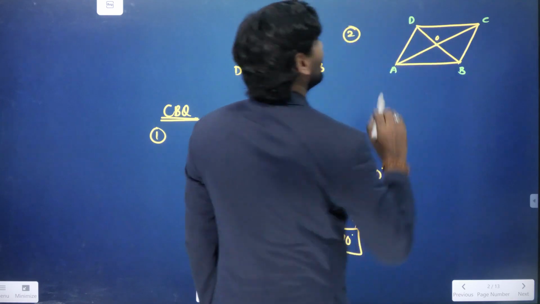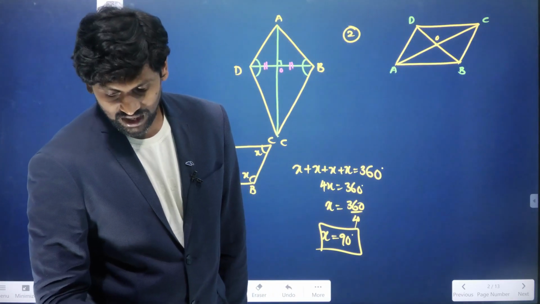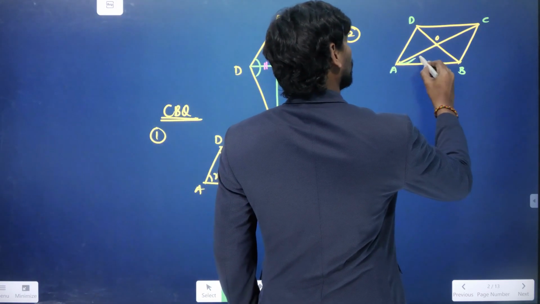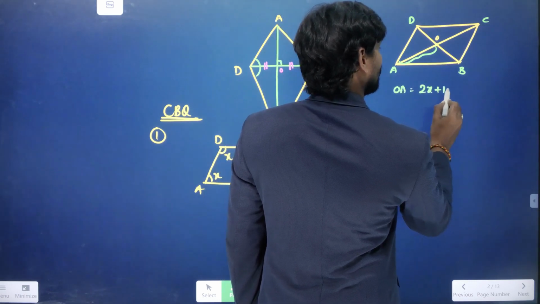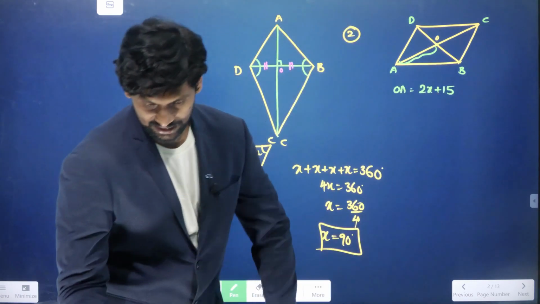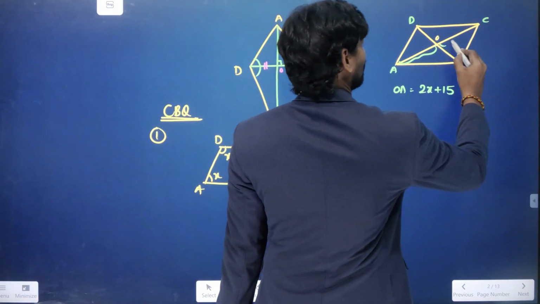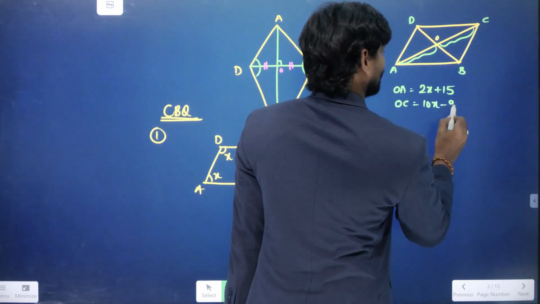O is the intersecting point of both of the diagonals. OA equals 2x plus 15, the distance from O to A. And OC equals 10x minus 9.